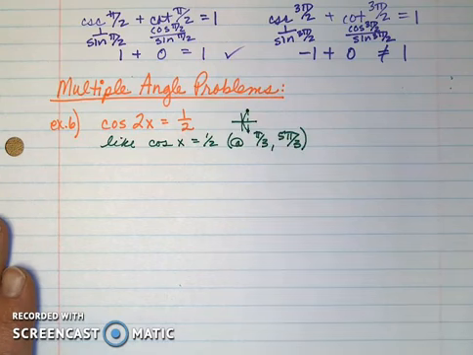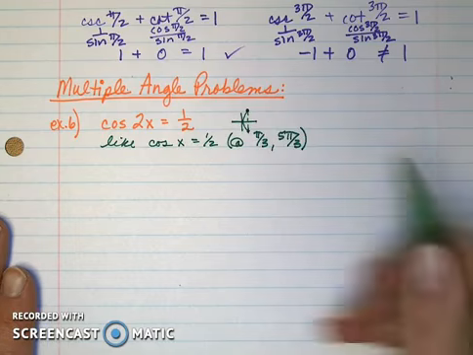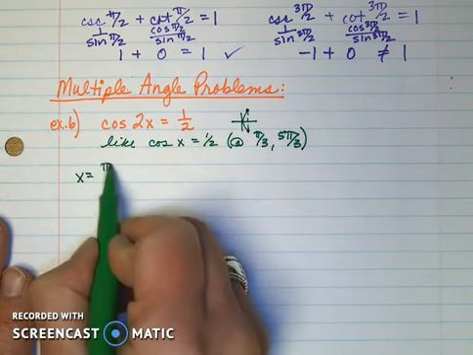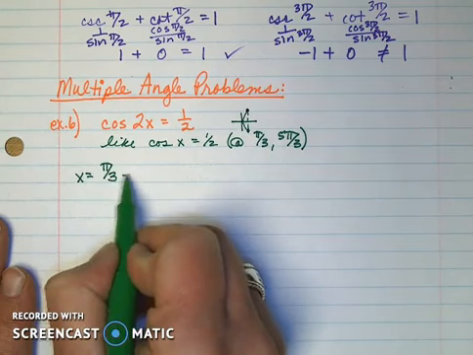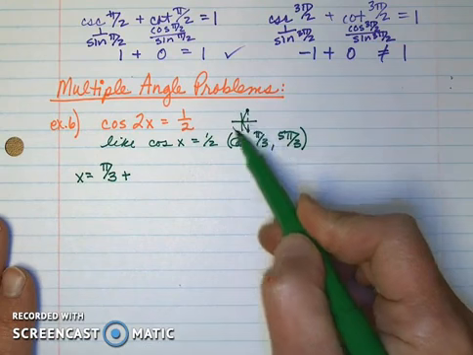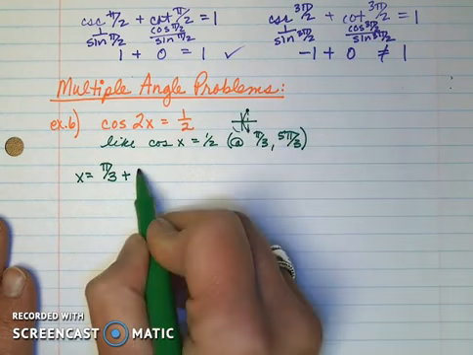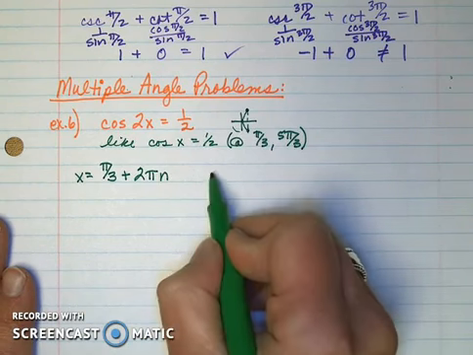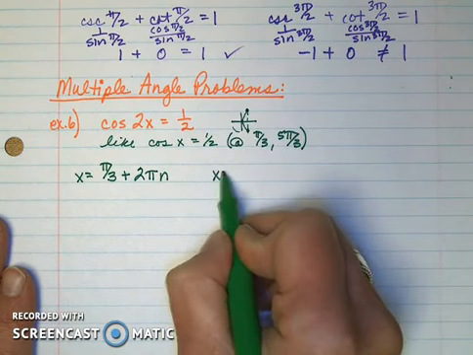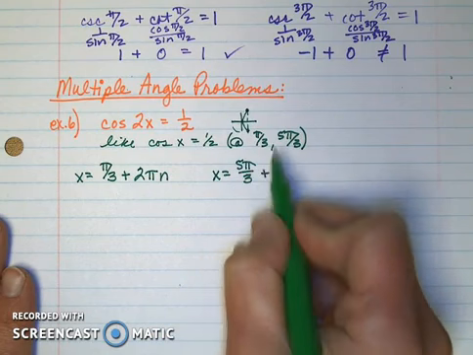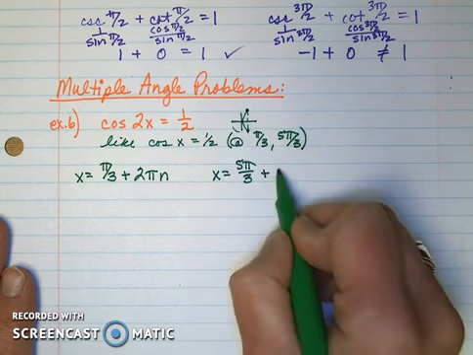So we're going to make both those equations. That would be x equals pi over 3 plus, and if you remember, since it's here in quadrant 1, if I want multiple angles, I've got to go all the way around. I have to add a multiple of 2 pi. And I also have x equals 5 pi over 3 plus, that's down here in quadrant 4, I have to add a multiple of 2 pi.